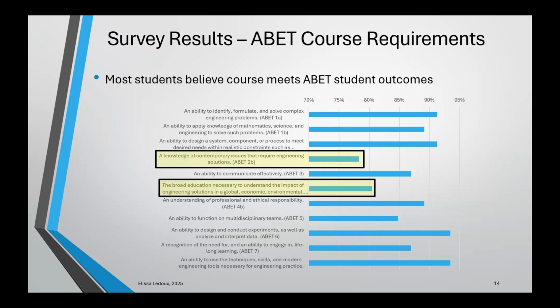I think that the reason these are lower is because although the course does require students to think about their project in the context of the world, a lot of times they get so focused on building a cool machine that they forget to actually do that. And so that indicates why these are probably a little bit lower. So that is an area to focus on for improvement.